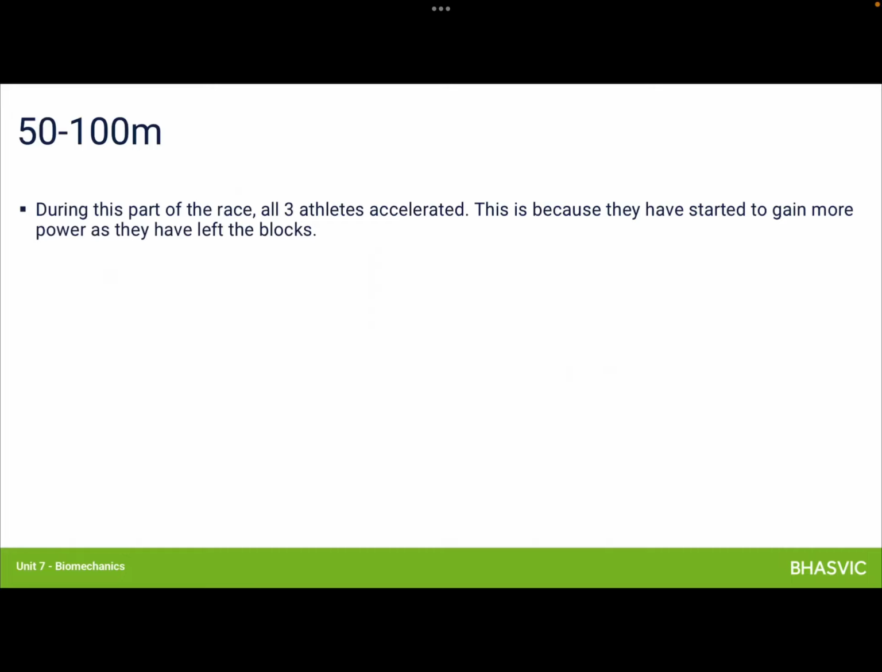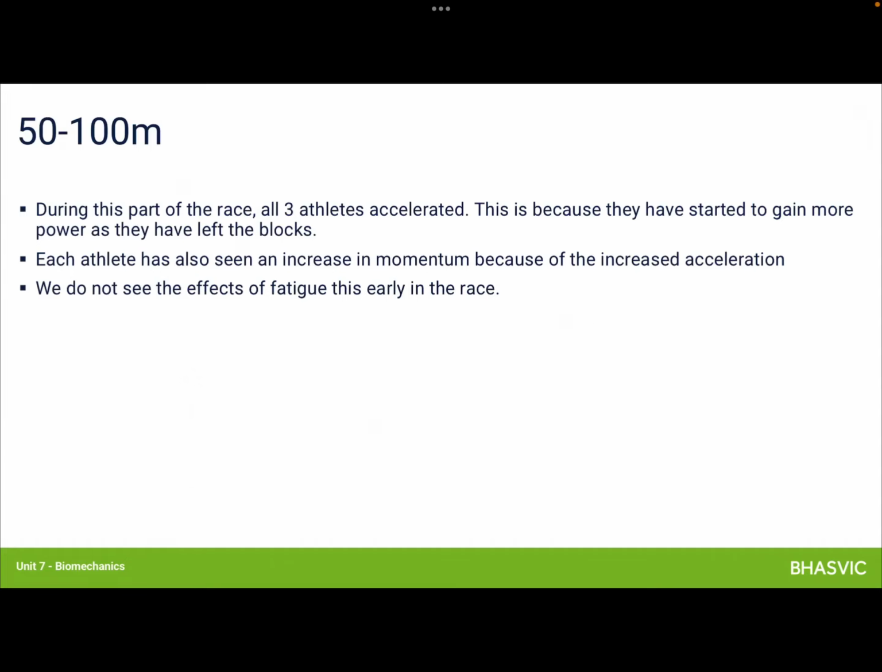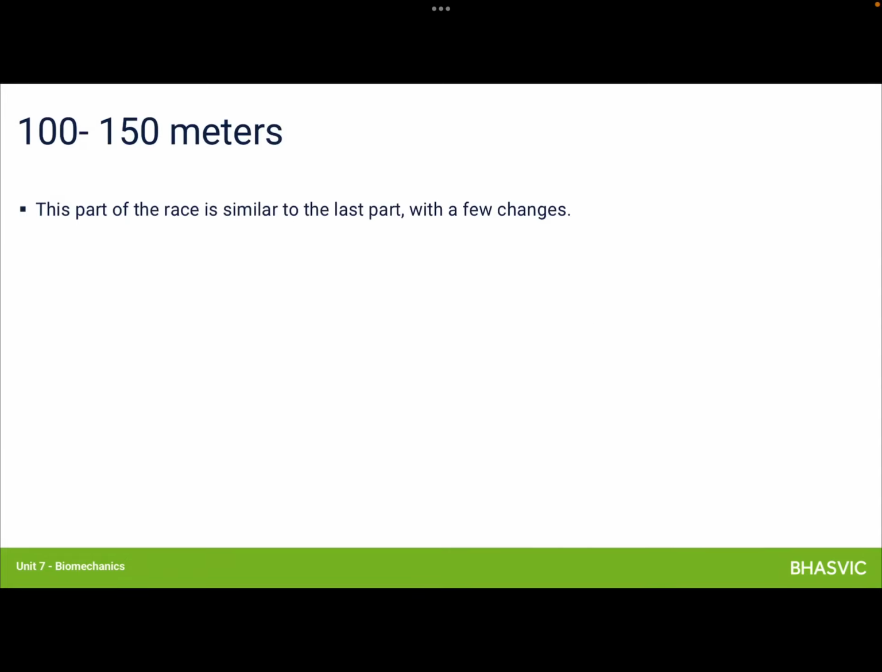During the 50 to 100 meter part of the race, all three athletes accelerated. This is because they have started to gain more power as they have left the blocks. Each athlete has also seen an increase in momentum because of this increased acceleration. We do not see the effects of fatigue this early in the race, with a few changes.